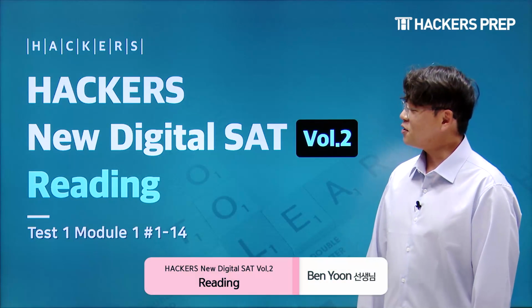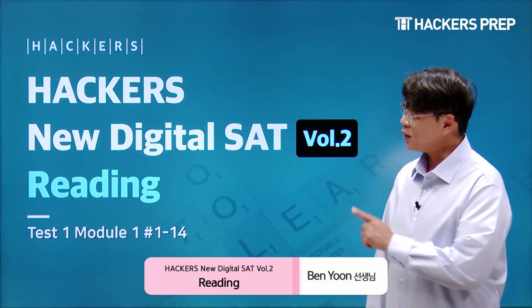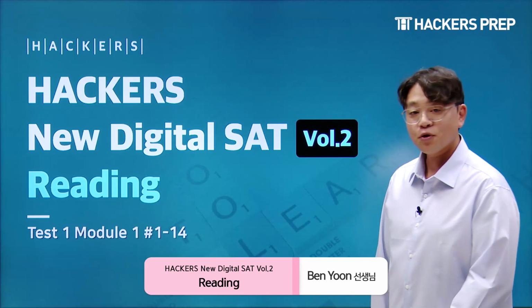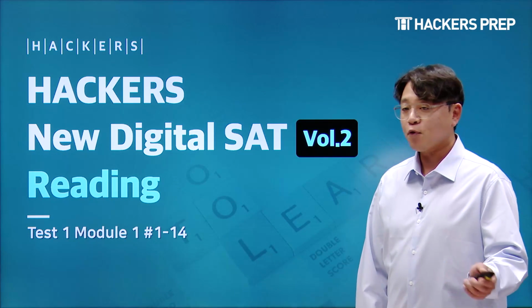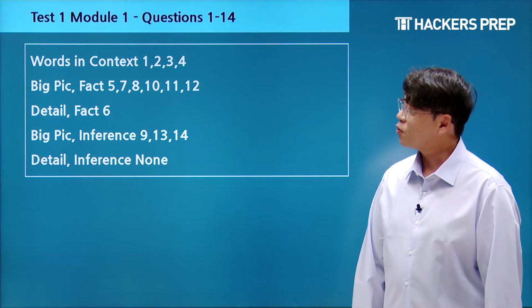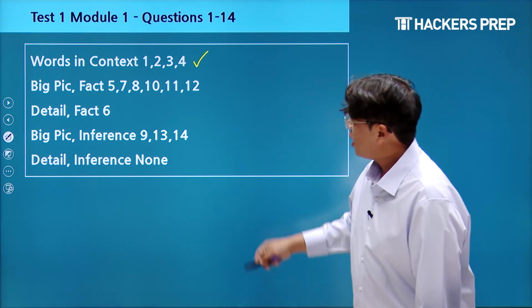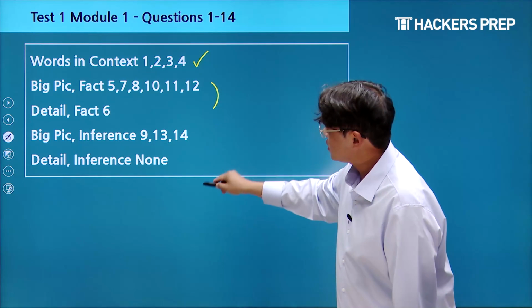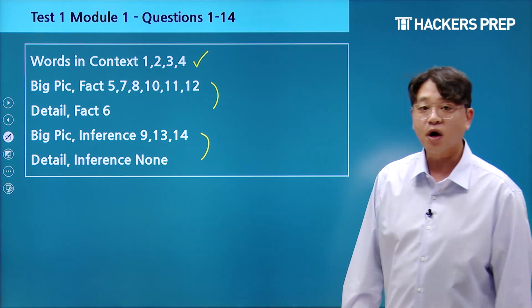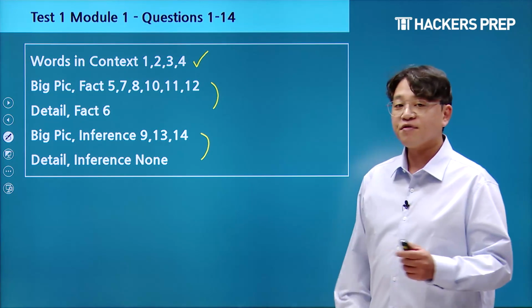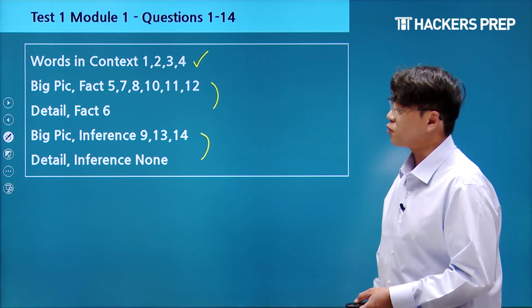Hi, welcome to Hackers Digital SAT Reading Volume 2. Today we'll be covering Test 1, Module 1, Question 1 through 14. So before we get started, let's take a look at the different question types. We have 4 vocabulary and context problems, followed by 7 fact problems and 3 inference problems. So we'll cover the fact problems first and then move on to inference questions.